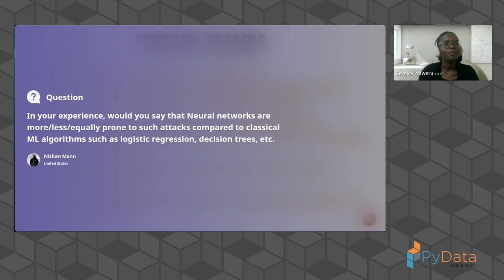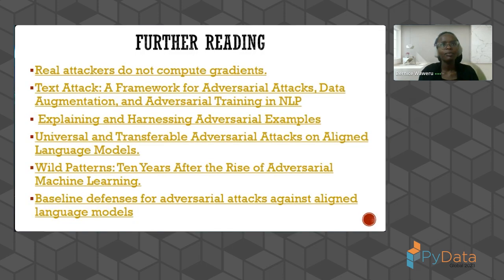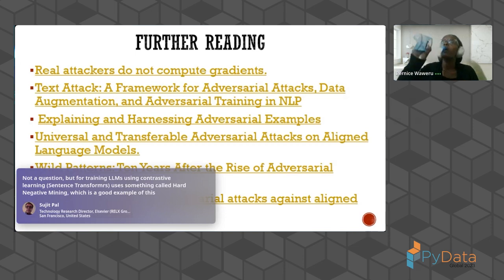Great, thank you so much. Are there any more questions from folks? There's another comment. It's not a question, but for training LLMs using contrastive learning, sentence transformers use something called hard negative mining, which is a good example of this. So that's just someone sharing some insight there. Yes, it's Sujit. Thank you, Sujit.